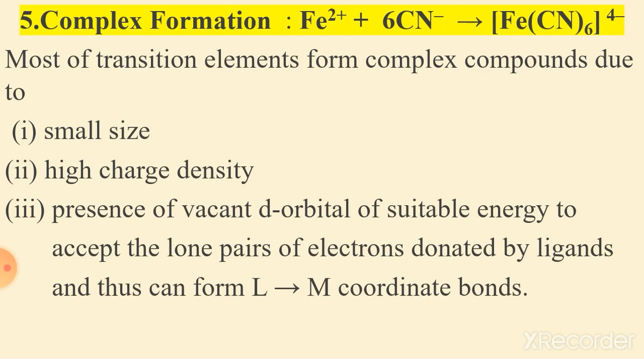Here one question arises which is related to this topic: why do transition elements form complex compounds? Your answer should be like this: this is due to small size, high charge density and presence of vacant d orbitals. So this is your answer for this type of question. Now for the details of complex compounds, you have to study chapter 8, that is coordination compounds. So now students, next topic, that is catalytic property.